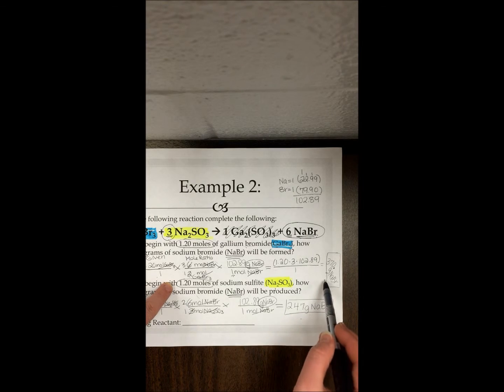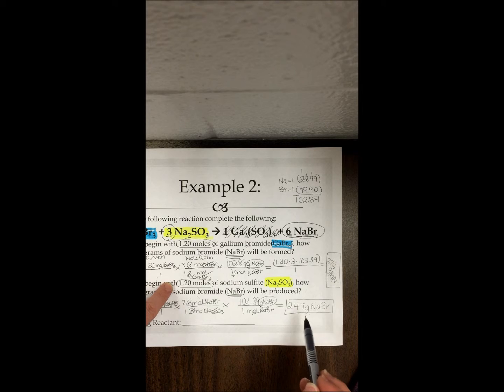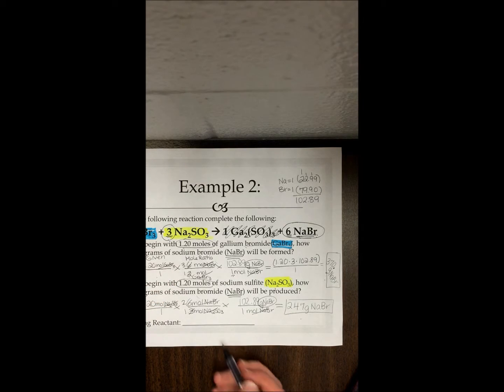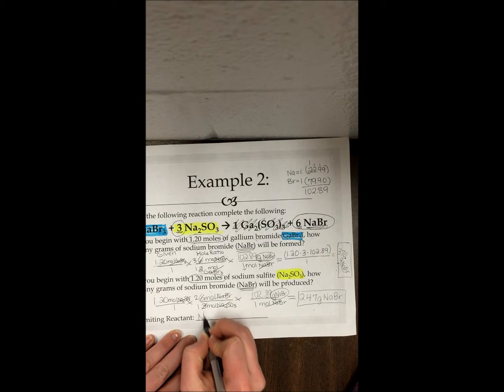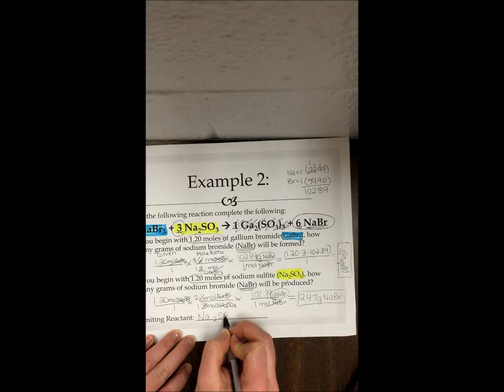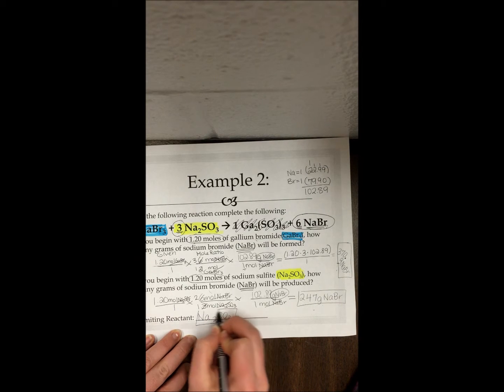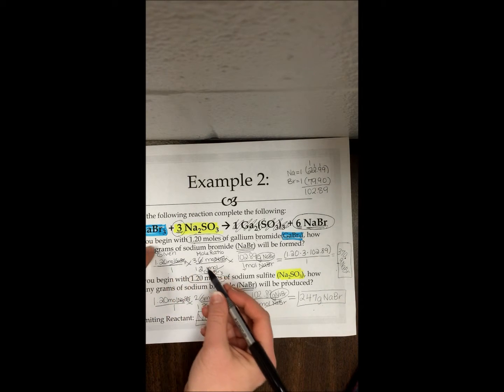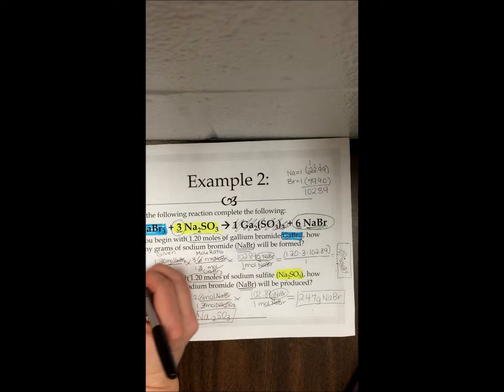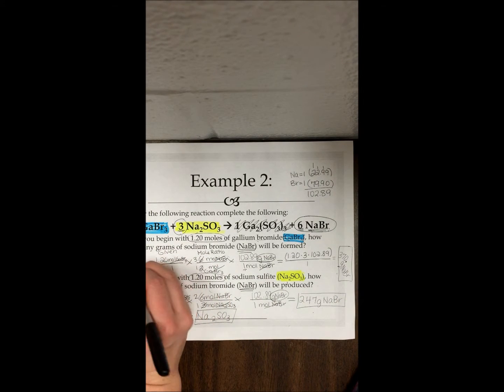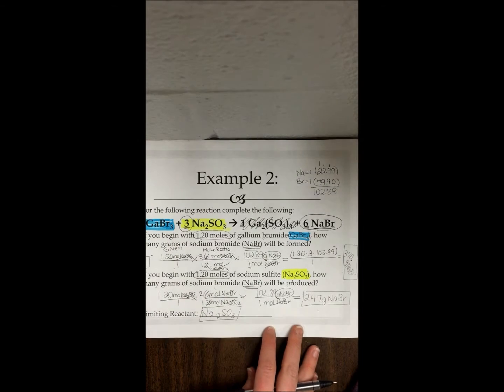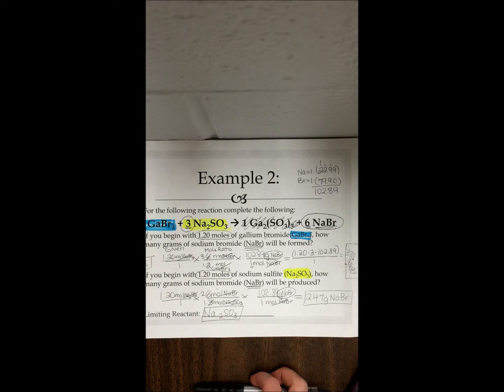And then this is where we're going to compare those numbers. The lower one is the limiting reactant. So under a limiting reactant, we would write Na2SO3 as our limiting, so our GaBr3 would be considered our excess. Now that's how to do a simple limiting and excess reactant.